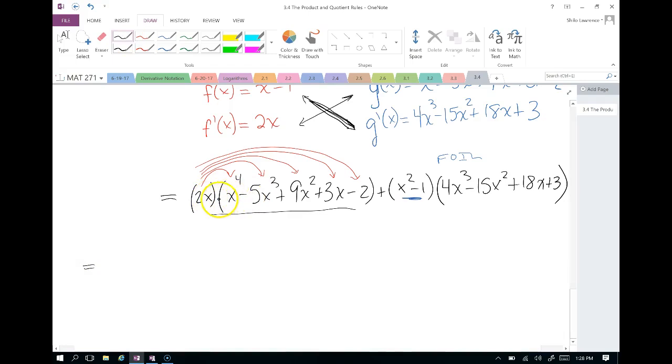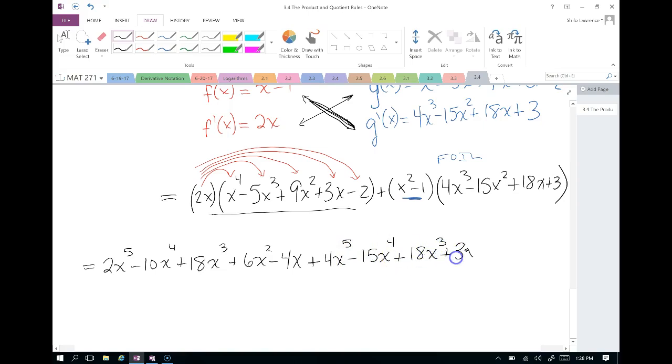So with my 2x, I'm going to have 2x to the 5th minus 10x to the 4th plus 18x cubed plus 6x squared minus 4x. So that's just distributing 2x into my original g. And then for the second part, I need to distribute x squared into my g prime. So that's going to make all the powers go up by 2. So I've got 4x to the 5th minus 15x to the 4th plus 18x cubed plus 3x squared.